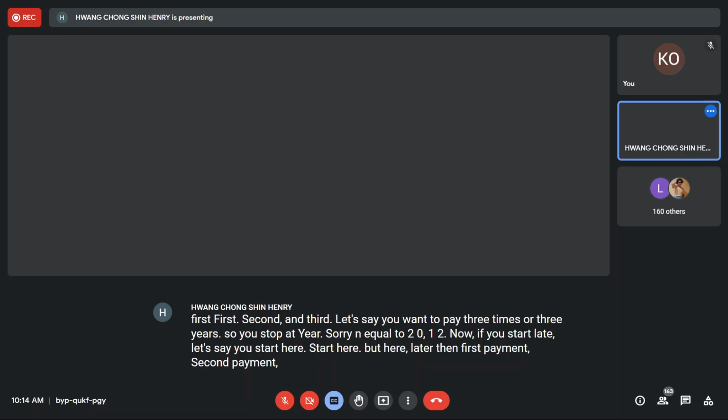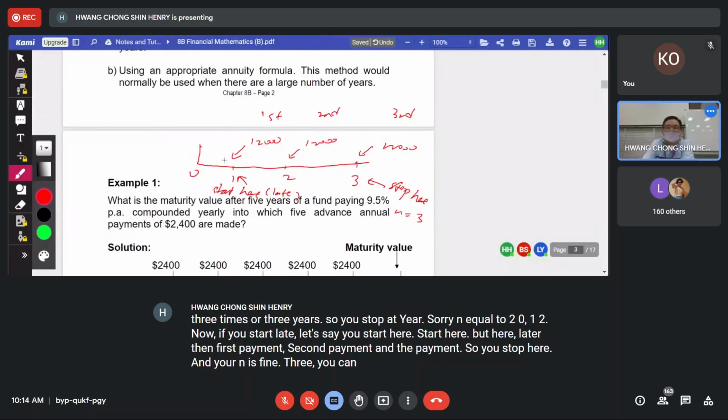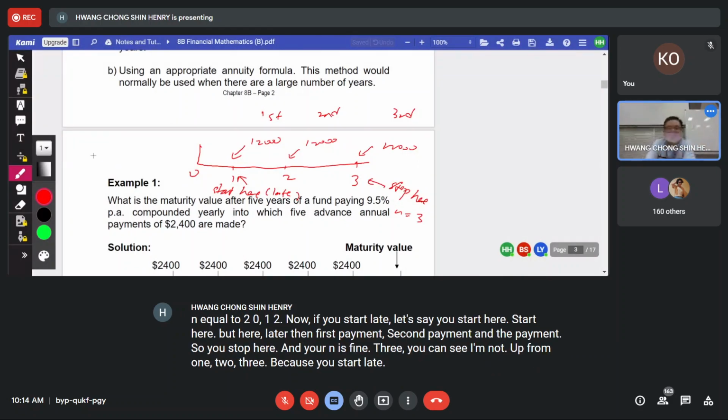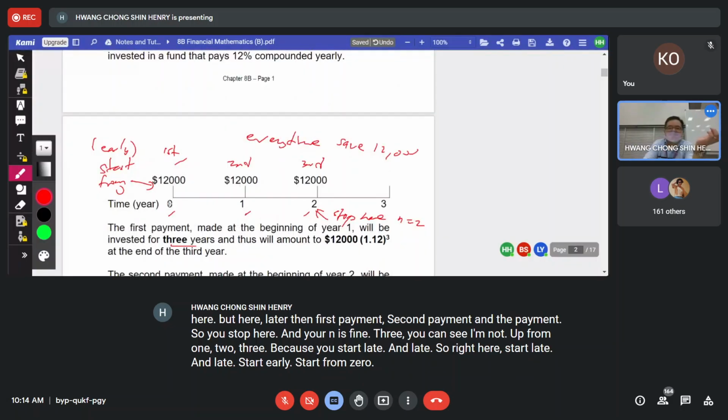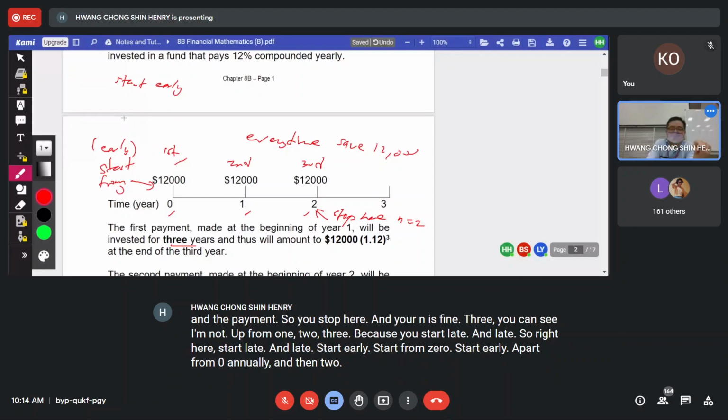And your n is what? 3. Can you see or not? Start from 1, 2, 3. Because you start late, end late. So right here, start late, end late. Start early, start from 0, end early, end at 2. Understand?